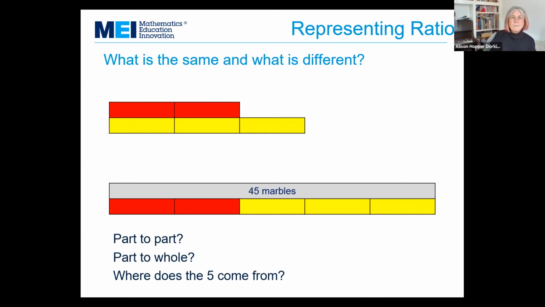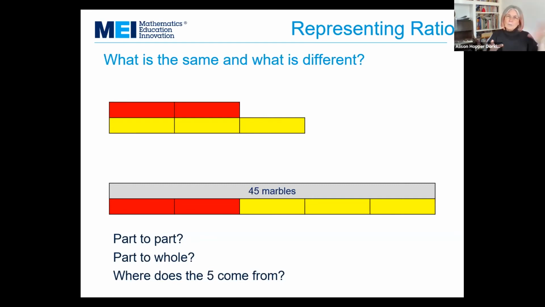Now, the top one looks very much like those piles of counters. So we've got the 2 for Sam, 3 for Tom, but clearly they're in two lines. So we've got that idea of part to part comparison. In the bottom one, I've put them side by side underneath my bar representing 45 marbles. So I'm now representing those parts to the whole as well. So I've brought the whole into play here. So now I can see where that 45 comes from.